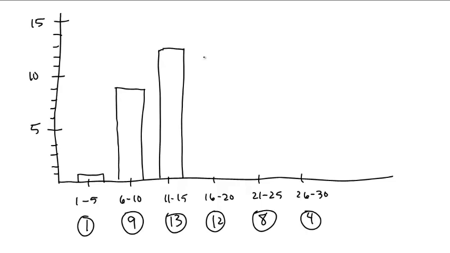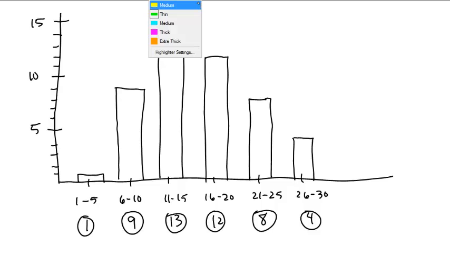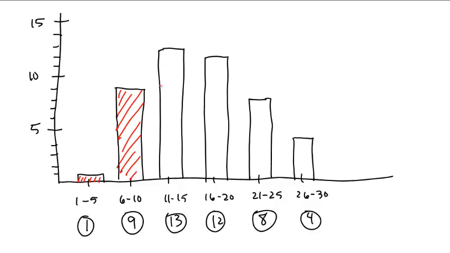For 12 it's just a hair shorter than that. And for 8 we go out to, say, here. And for 4 we go out like that. And if you want to be fancy, I don't want to be that fancy, but we could color them in a little bit. Color in these bars.